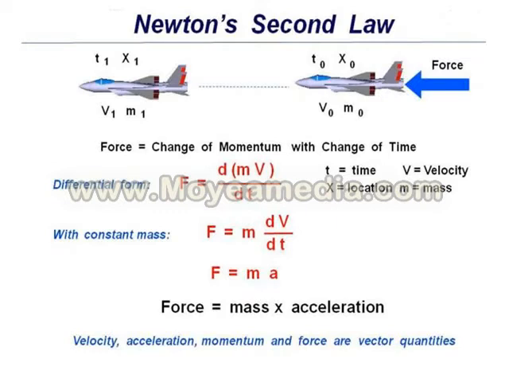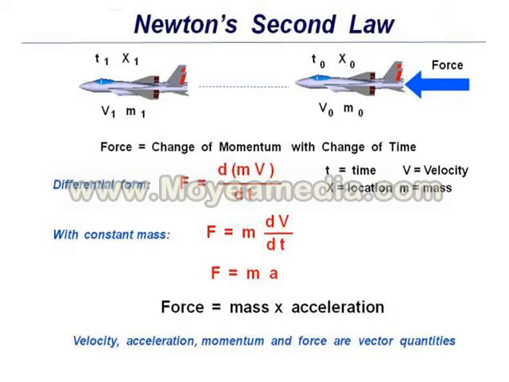We begin with Newton's second law of motion. It states that the rate of change of momentum of a body is directly proportional to the force applied, and this change in momentum takes place in the direction of the applied force. A body is shown here which is having a mass m0 and occupying a position x0. When a force is applied to the body at a time t0, then the body will experience a change of momentum with time.